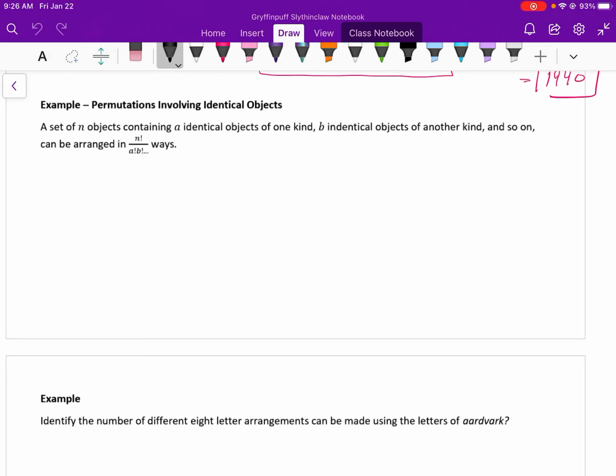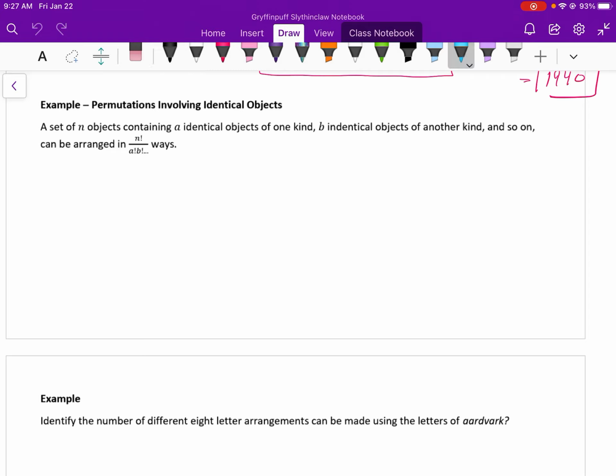Here we are, back for more action. So we're going to look at permutations involving identical objects. If we have a set of n objects containing A identical objects of one kind and B identical objects of another kind and so on, this can be arranged in n factorial divided by A factorial, B factorial ways.